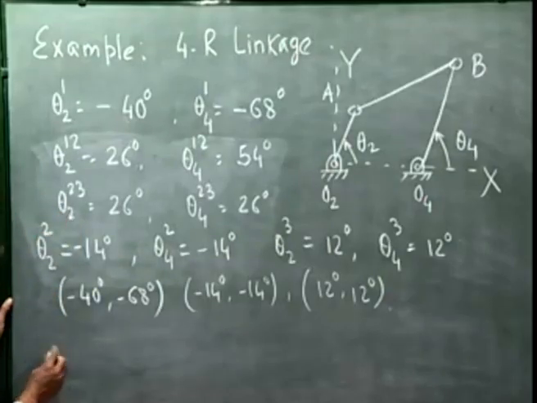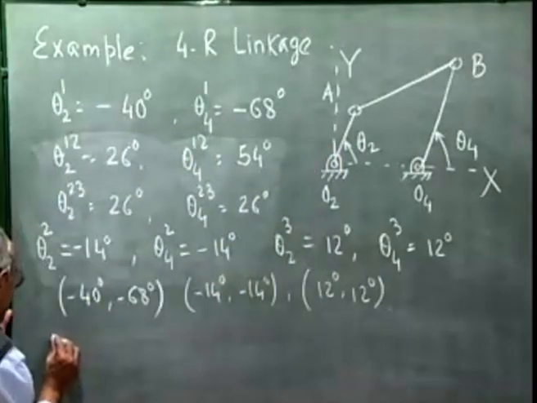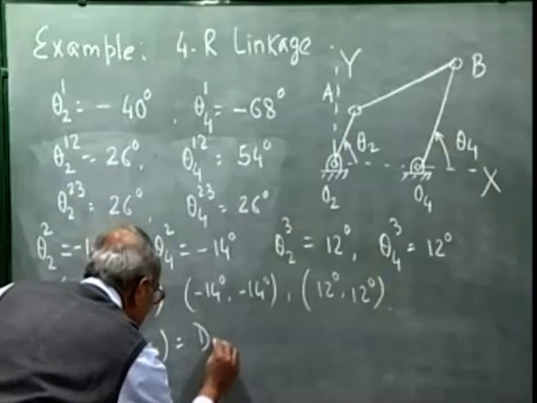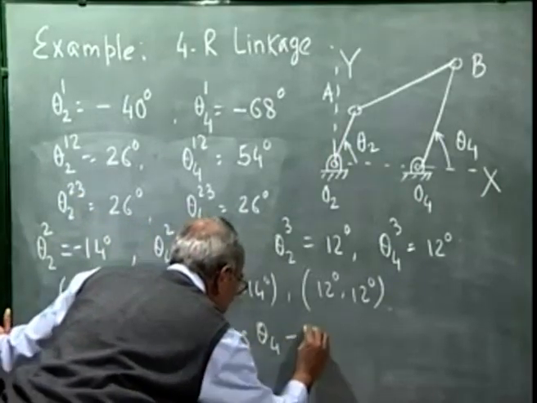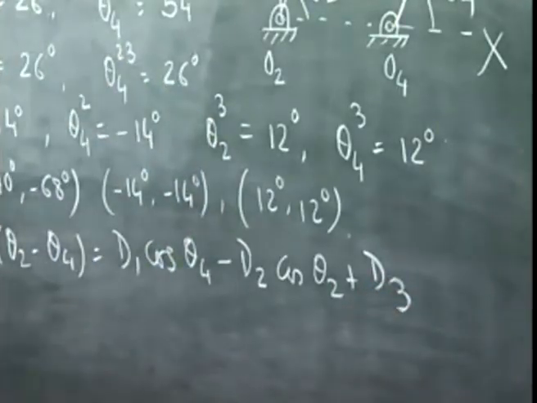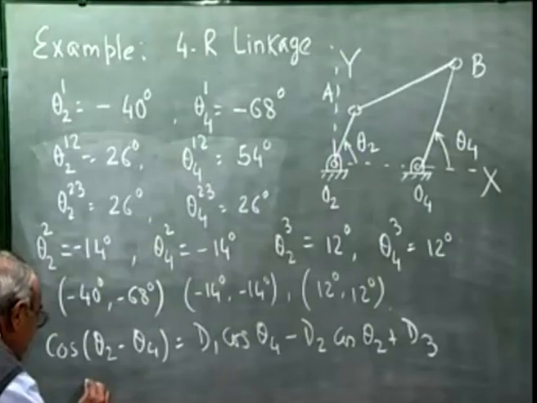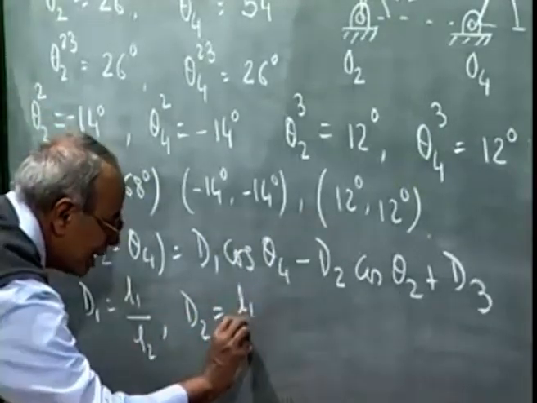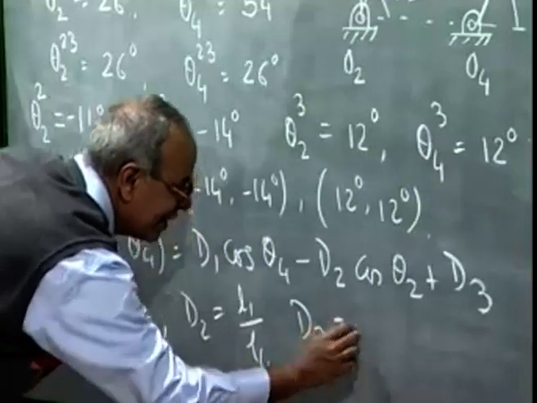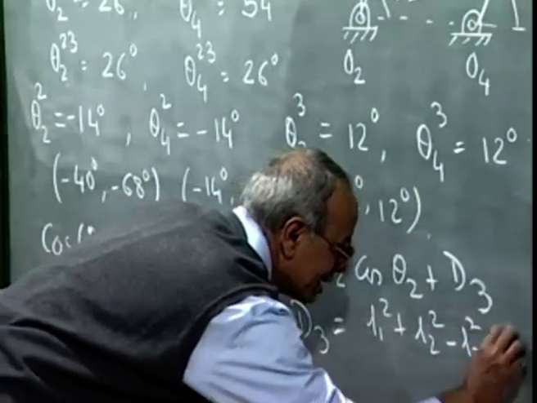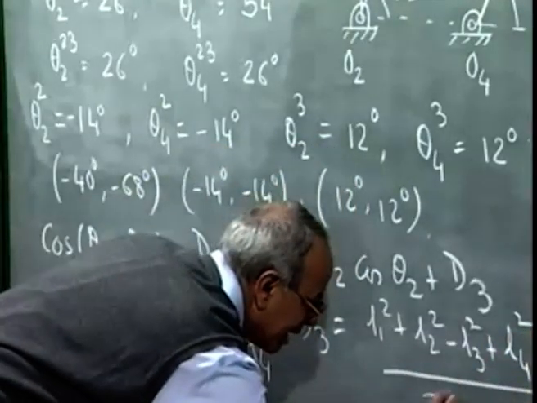So we write the Freudenstein's equation for this configuration of the 4-bar linkage with the input link on the left, that is cosine theta 2 minus theta 4 is d1 cosine theta 4 minus d2 cosine theta 2 plus d3, where d1, d2 and d3 are the 3 design parameters, where d1 is L1 by L2, d2 is L1 by L4, and d3 is L1 squared plus L2 squared minus L3 squared plus L4 squared divided by twice L2 L4.